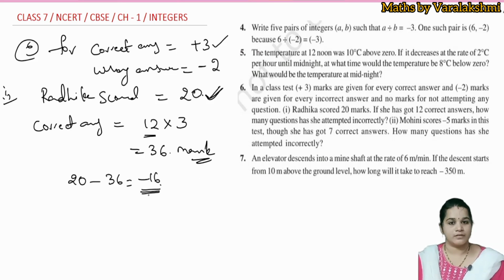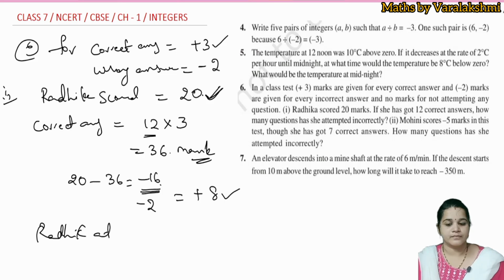It means she got minus 16 marks for all the wrong answers, but for each wrong answer we have to subtract 2 marks. So we need to divide this by minus 2. So the minus signs cancel on division, plus 16 by 2 is 8. So Radhika attempted 8 wrong answers.